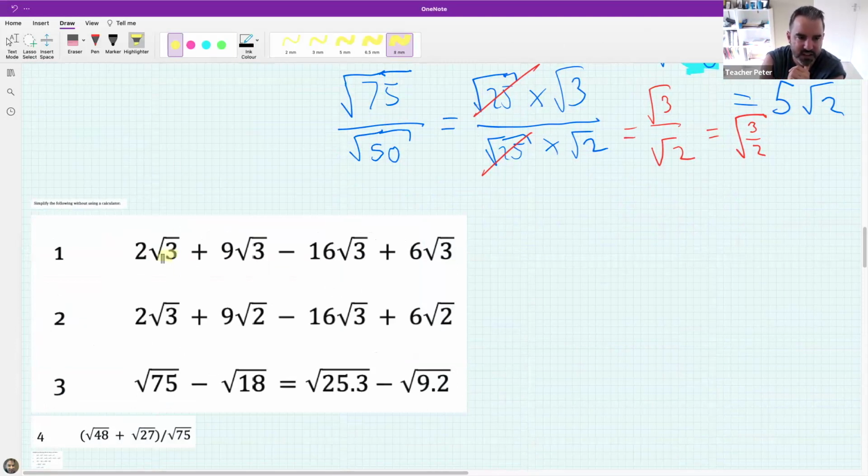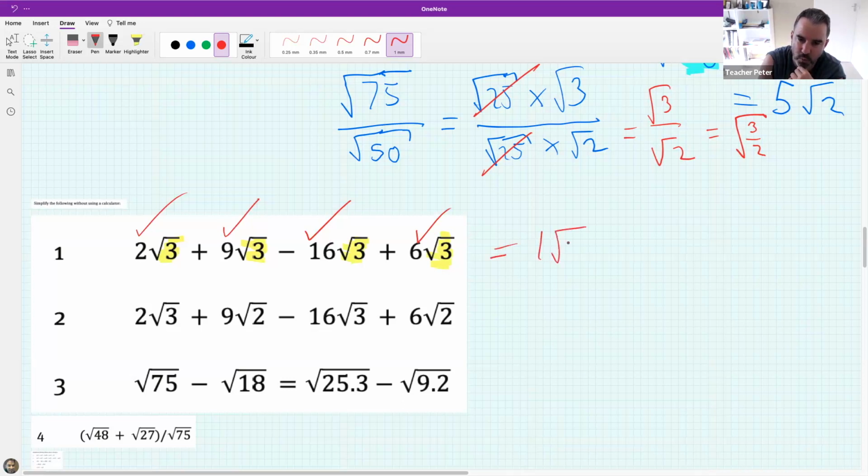Okay, for the first one, I look at this and I see that these all have a square root 3 in them. And what that means is that they're all like terms. So I count, I've got 2 plus 9 is 11. Then I take away 16. So 11 minus 16 is minus 5. Minus 5 plus 6 is 1. So the final answer will just be 1 root 3, because all of these are related to the root 3.